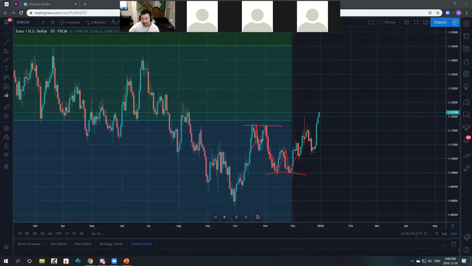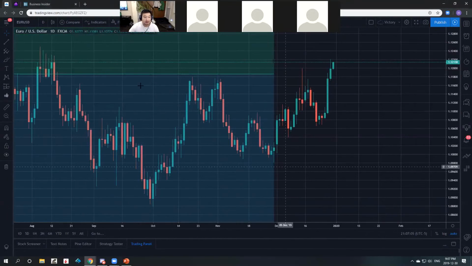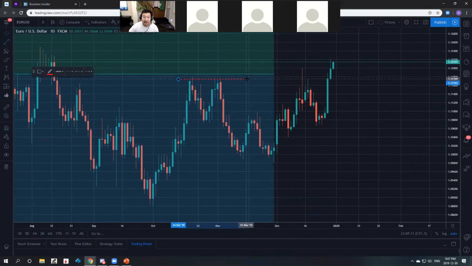So there was like an M. I don't know if you guys can see there. Your M and your W pattern formulated right there. And what's great about this trade is that you have this level right here acting as resistance, and then you have this level here acting as support.